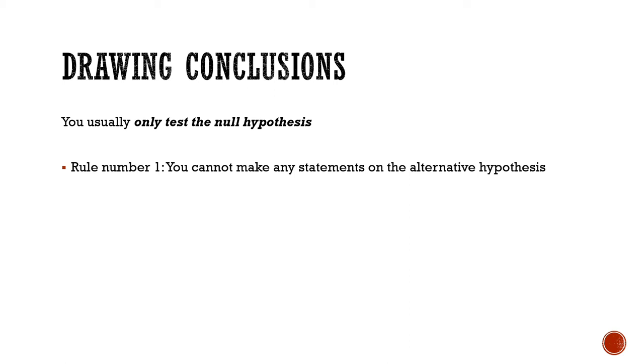Rule number 1 for this is, as you've noticed, we haven't mentioned the alternative hypothesis since talking about hypotheses, and that's because we usually only test the null hypothesis. So rule number 1, you cannot make any statements on the alternative hypothesis. So I accept the alternative hypothesis, I reject the alternative hypothesis, the alternative hypothesis is correct, it's just all wrong.